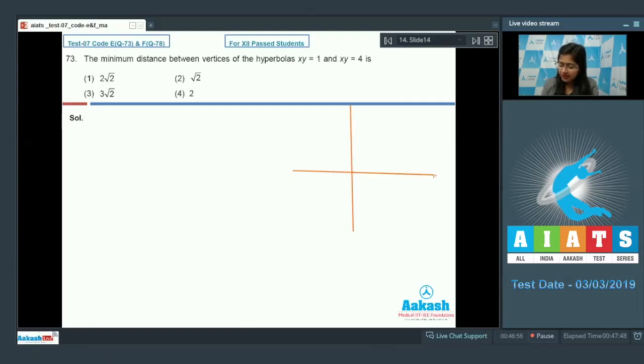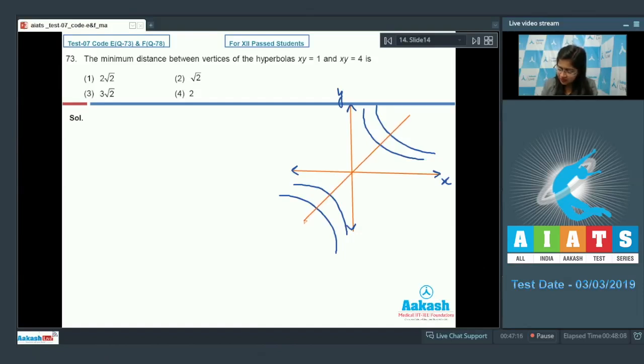Let us say this is the coordinate axis, x and y. So, the graph of xy equal to 1 will be something like this, and the graph of xy equal to 4 will be something like this. Now, let us say this is the line passing through the vertices of the hyperbola. Let us say this point is A and this is B and this is P and this is Q. Now the line is y equal to x.